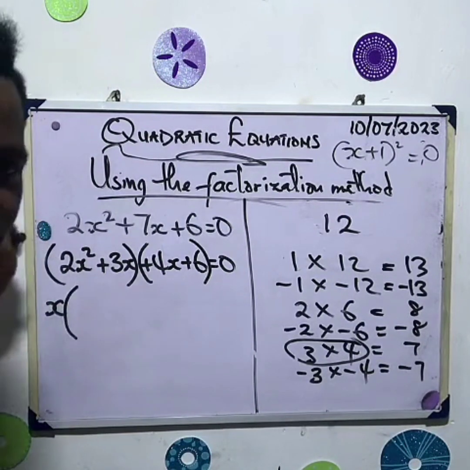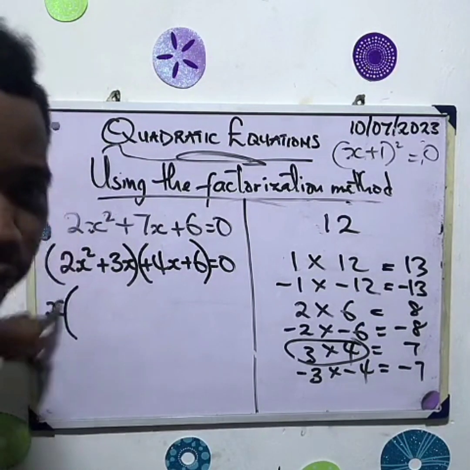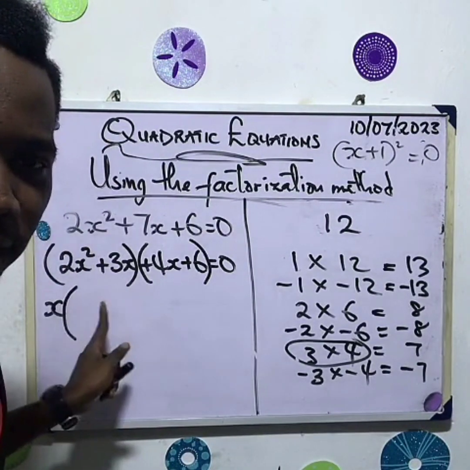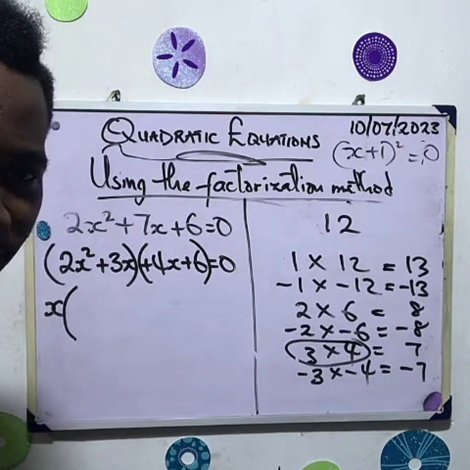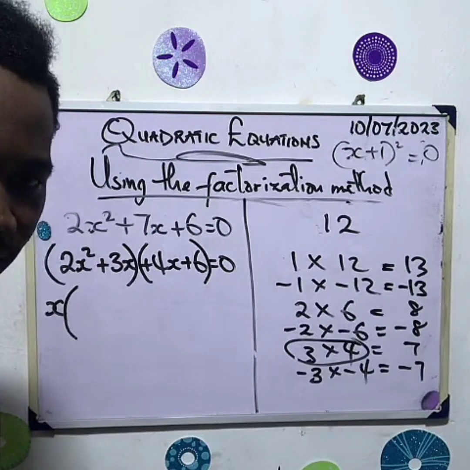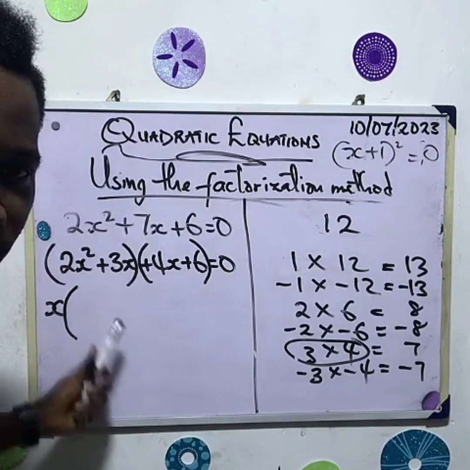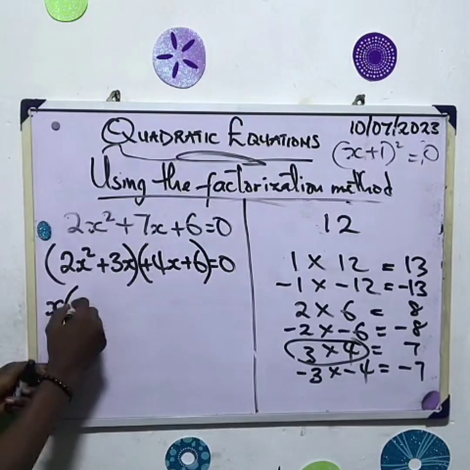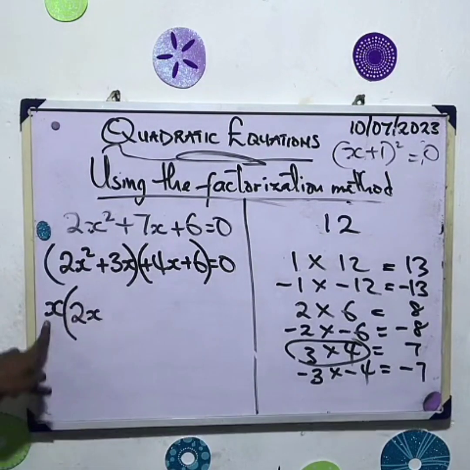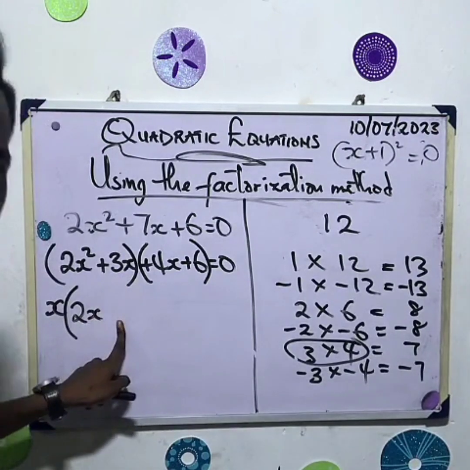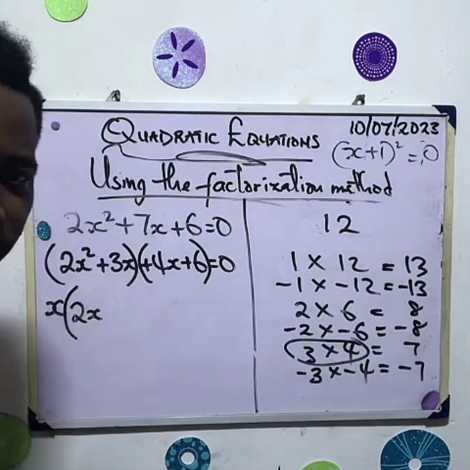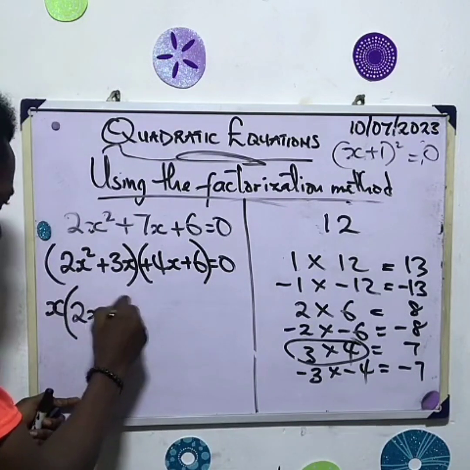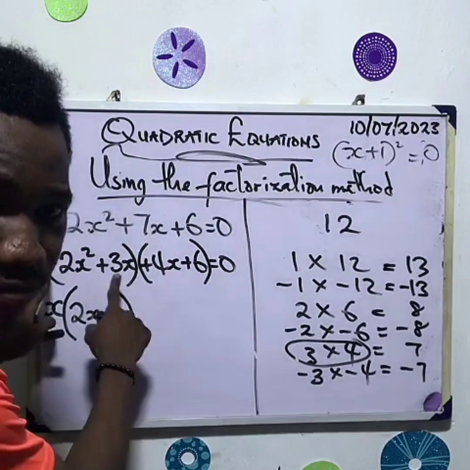Now, like I said, what I did there, I won't do it here to save time. So x times what will give us 2x squared? 2x squared divided by x, what will be left? Yeah, 2x. So we are going to have 2x here. Again, x times what will give us plus 3x? Okay. So we are done factorizing this.